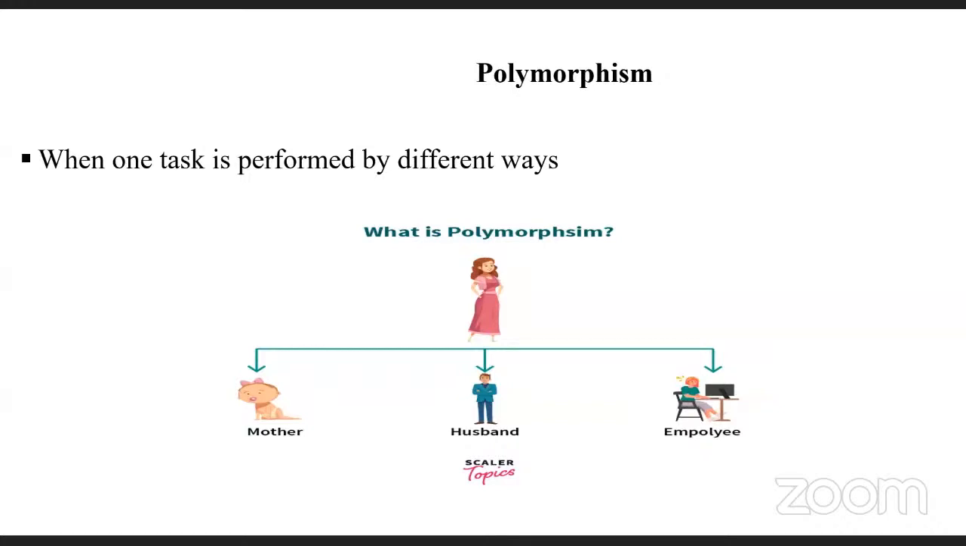I'll give one more example. A lady is one person. She can be a mother, she can be a wife to her husband, and she can work as well. One thing, many forms. It is called polymorphism. It means one task I perform in different ways. One thing, many forms.